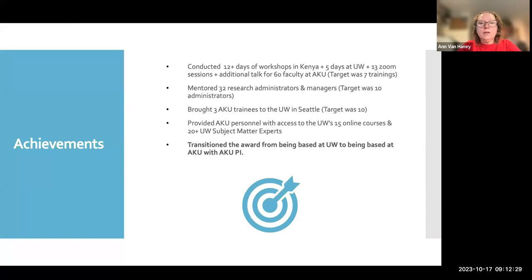And another thing that we did that we didn't highlight in these notes was presentations by faculty members doing research at AKU. So it was important to me for people working on research projects to understand in everyday language what the researchers were doing.